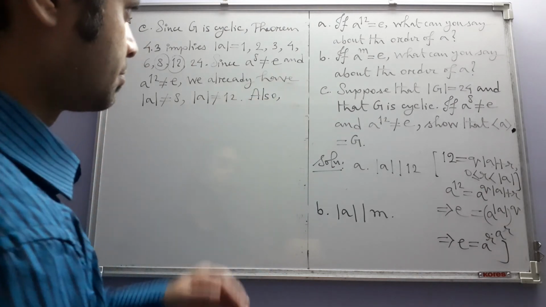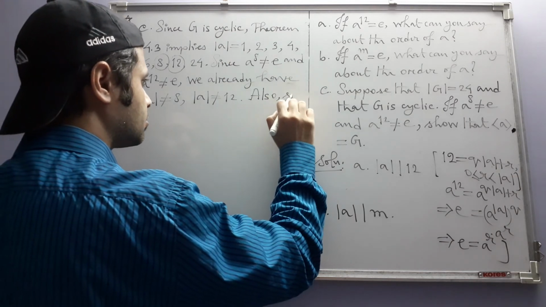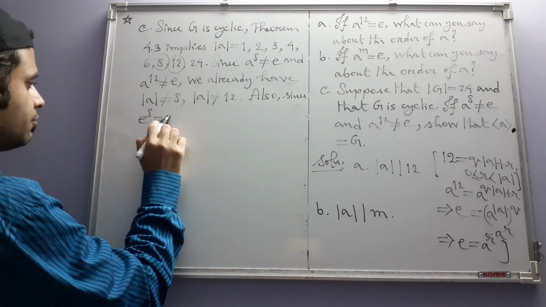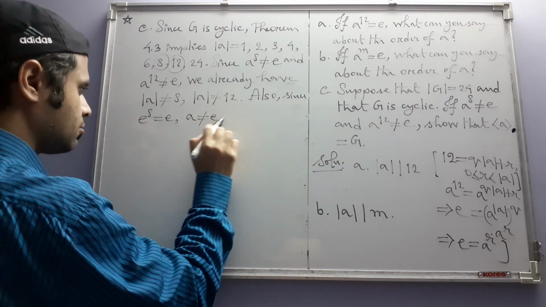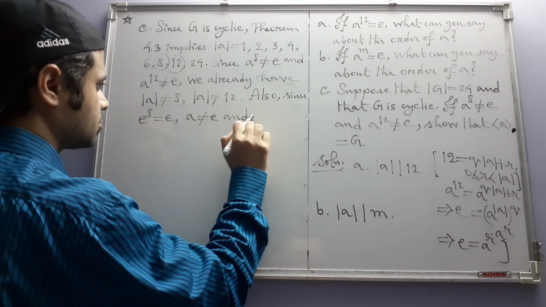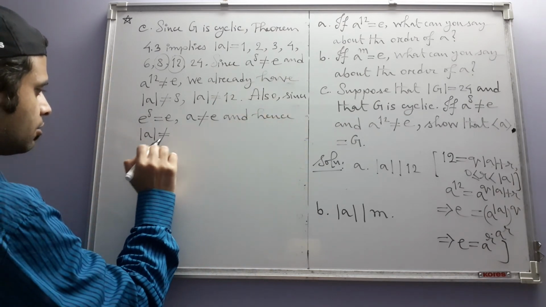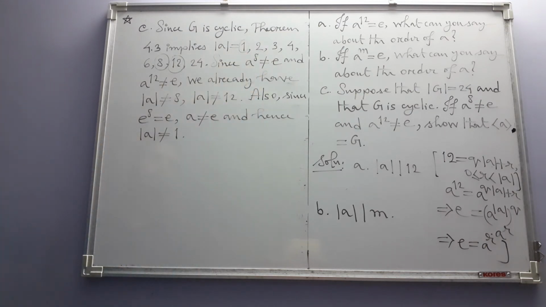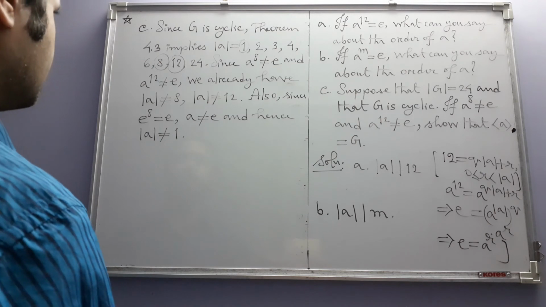Also, okay, what else is given? Also, since e to the power 8 is definitely equal to e, a is not equal to e, and hence order of A is not equal to 1. So this number is also ruled out. Okay. Now, how can we rule out the other numbers?